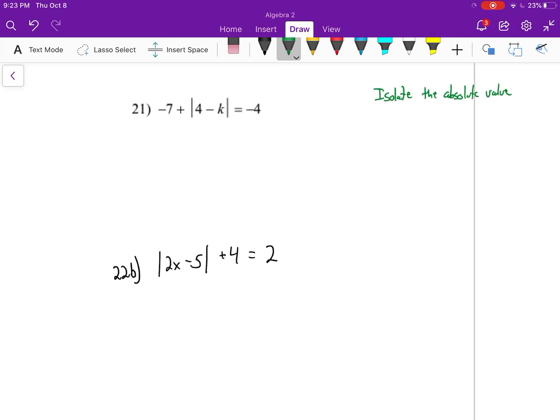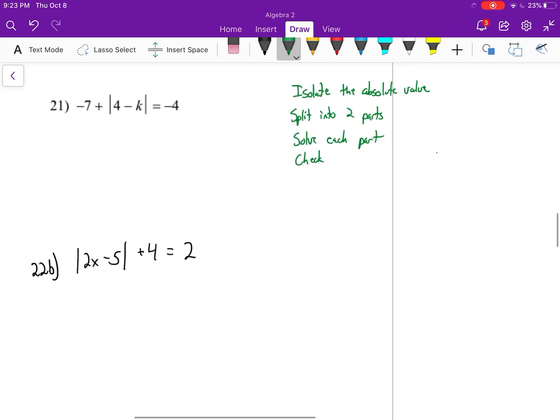Next, we split the absolute value into two parts. We've always talked about how we have the positive part and the negative part. And then we're going to solve each part. And we can check.